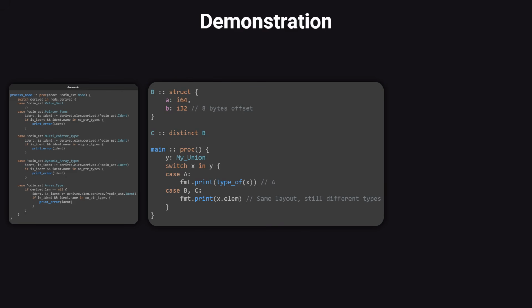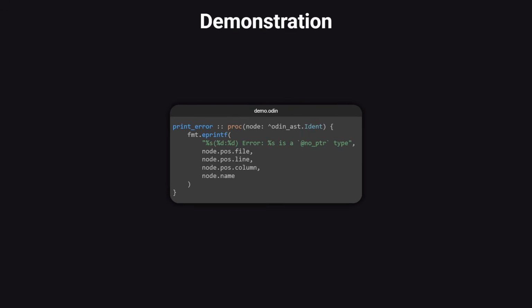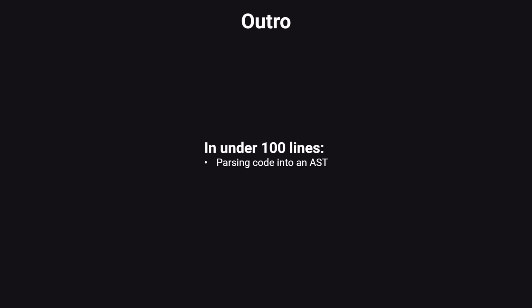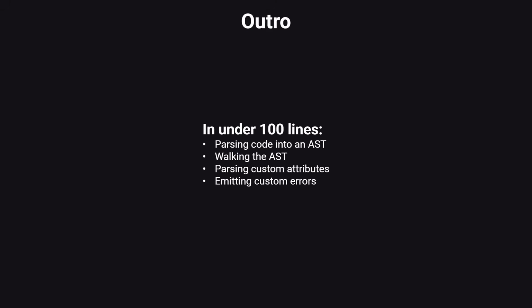So, let's implement that error printing procedure next. You'll notice that we accepted the entire AST node and not just the name. The reason for that is because AST nodes store their position, so we can get nice printing of the error's actual position. That's enough to get us exactly what we need for this demo. It's basic for sure, but in under 100 lines, we're parsing Odin code into an AST, walking that AST, parsing custom attributes, and emitting custom errors.